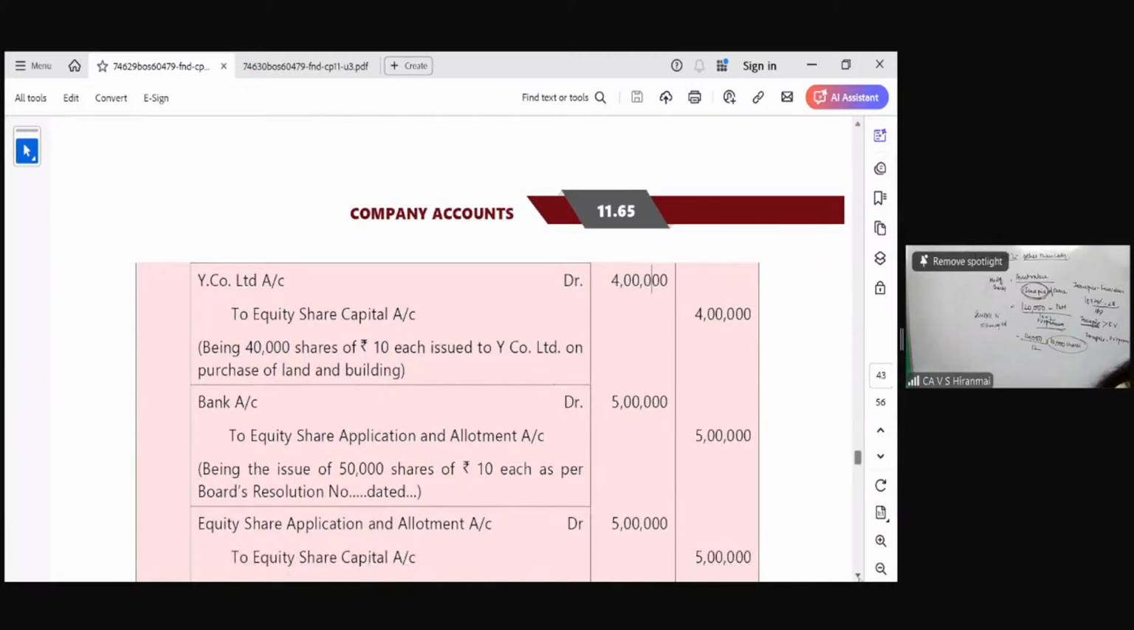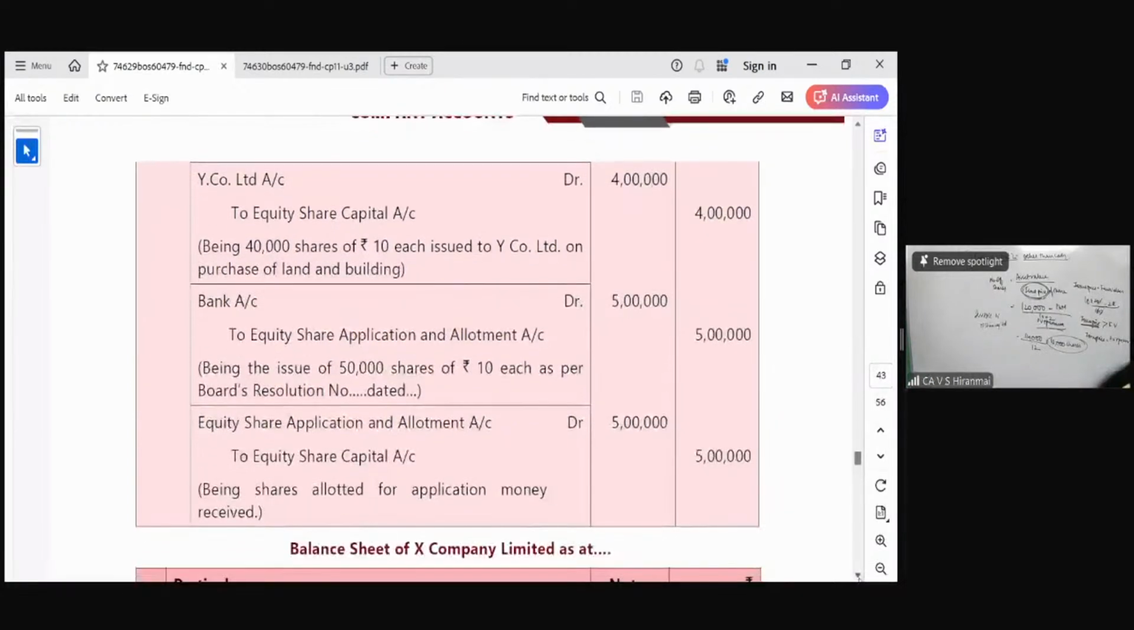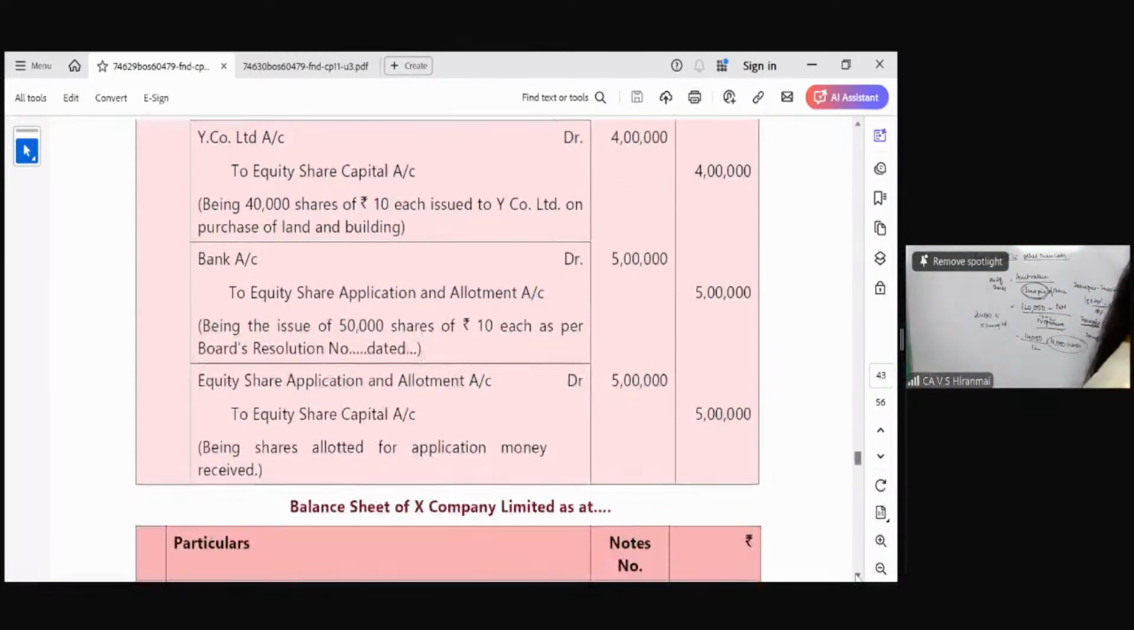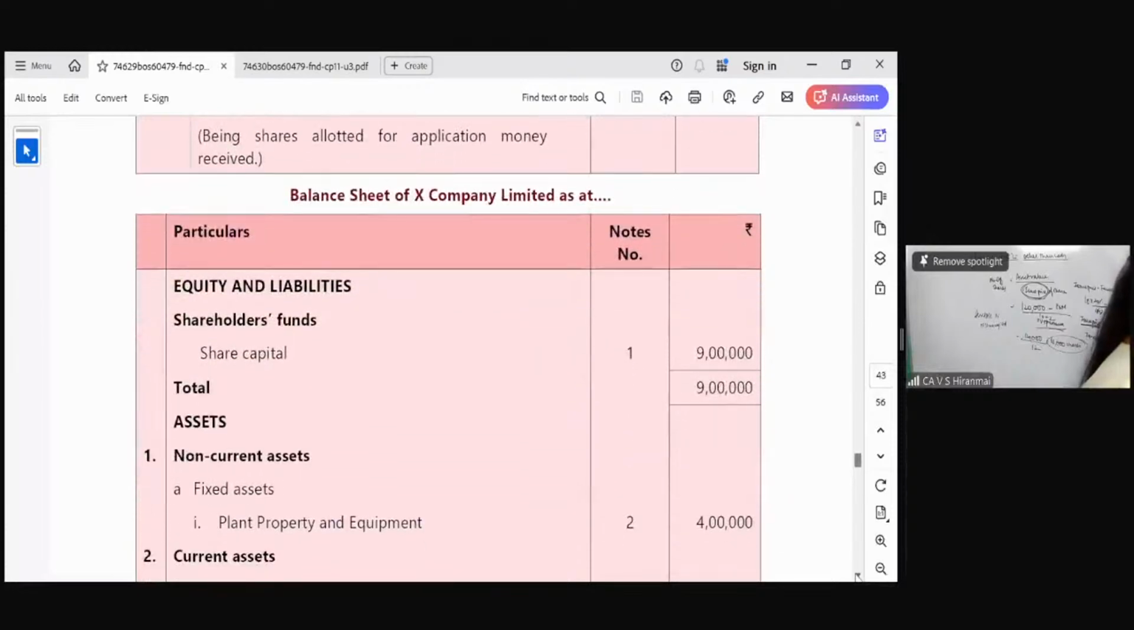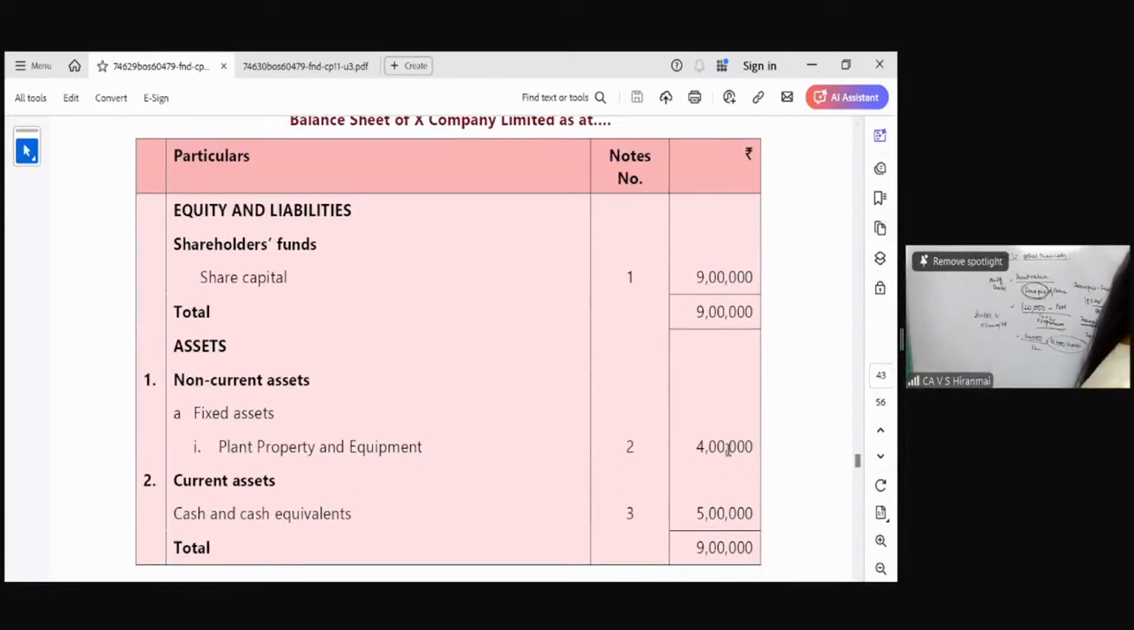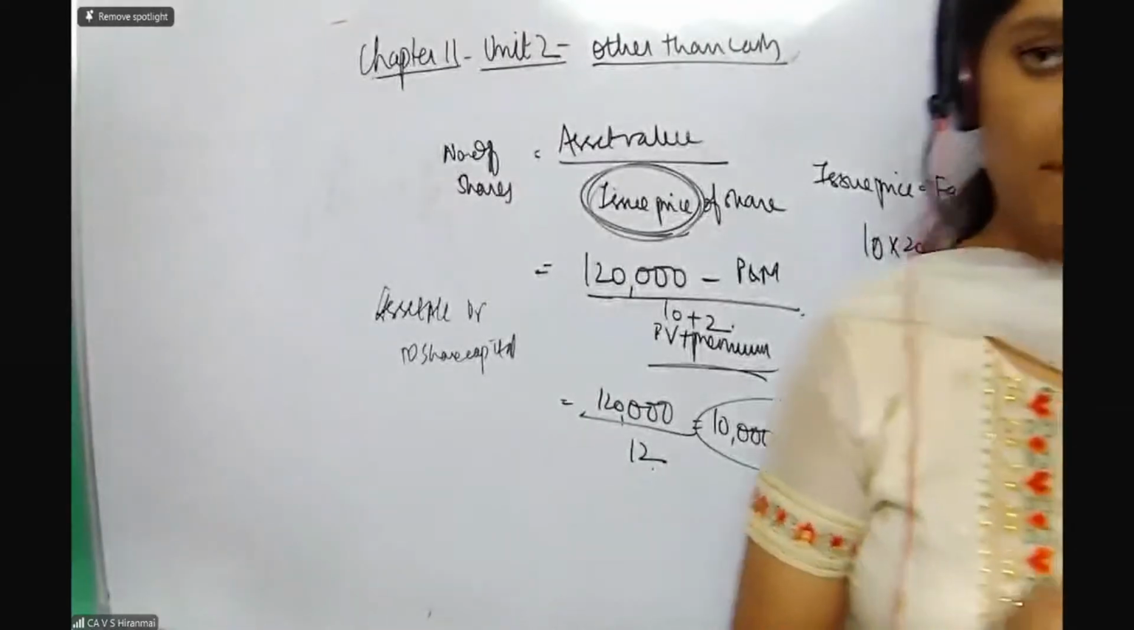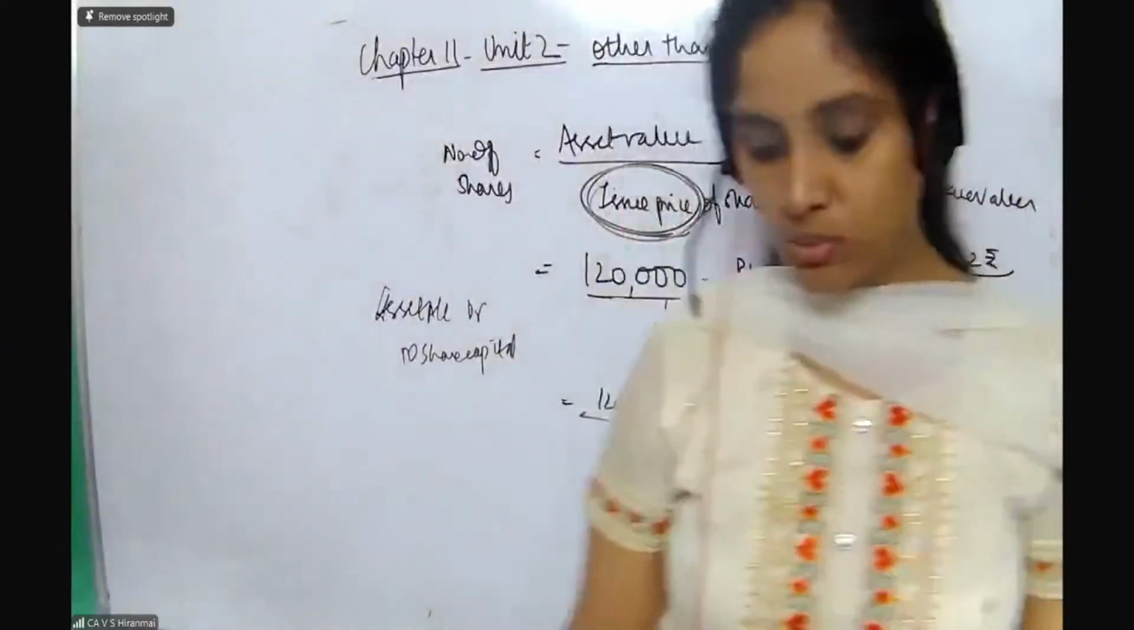Remaining, they're issuing it for cash. So you don't know what is the installment, application, nothing you know. So just write bank account to share application and allotment together itself, or you can simply pass one entry, bank account to share capital account 5 lakhs. That's all. So the balance sheet will look very, very clean. Total shares will be 9 lakhs, whatever you have issued, correct? In that, 4 lakh is towards the plant and machinery and 5 lakhs is towards your cash and cash equivalents. So with this, we have completely dealt with unit number 2 and finished it.